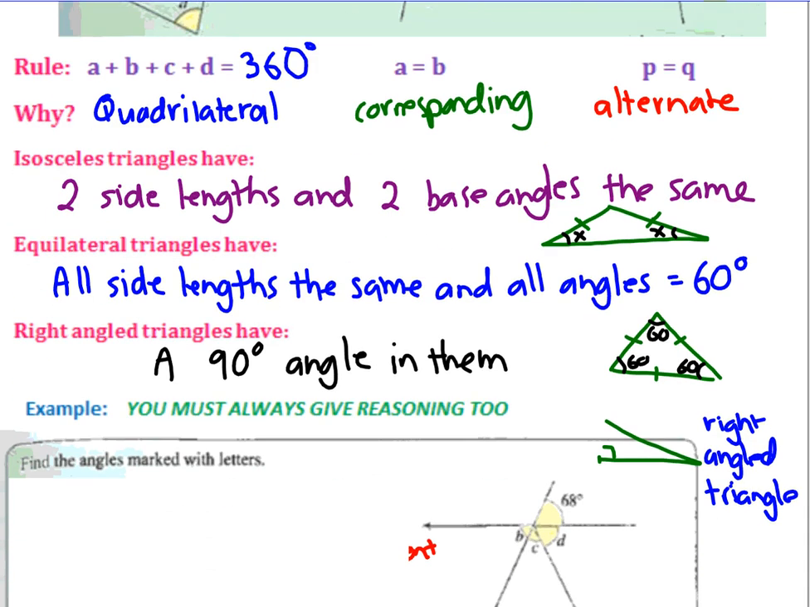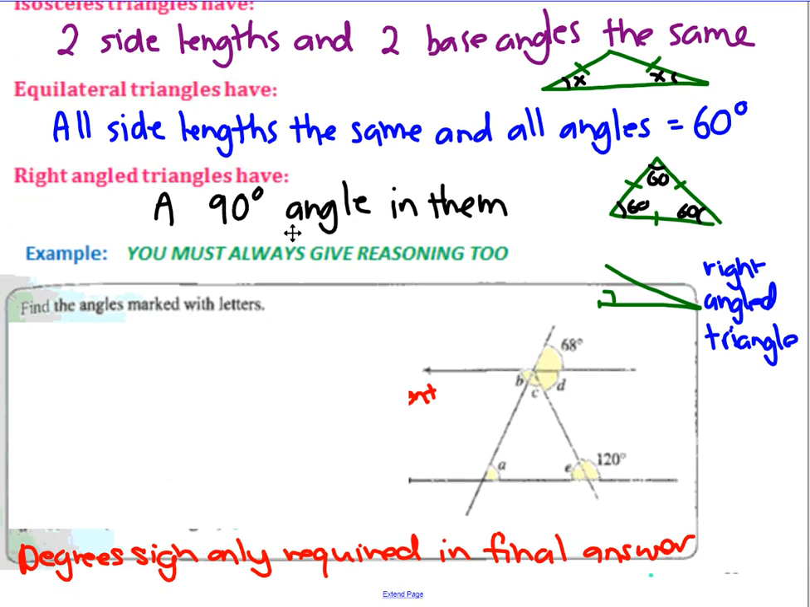So let's do some examples. Don't forget, you must always give reasoning too, like corresponding angles, or vertically opposite angles, or co-interior, or alternate, or adjacent, and so on. Find the angles marked with letters. So we've got A, B, C, D, E. Maybe let's go in alphabetical order to make things interesting. Can we go in alphabetical order? This might be an example where it's a little bit tricky going in alphabetical order. Oh, no, we can.